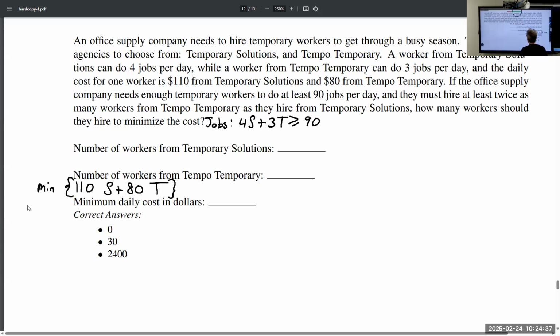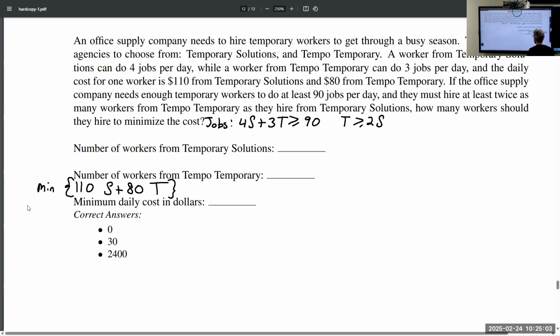And it must hire at least twice as many from temporary than solutions. They must hire at least twice as many workers from temporary as they do from solutions. How many should they hire to minimize cost?